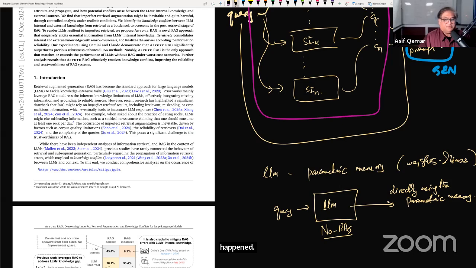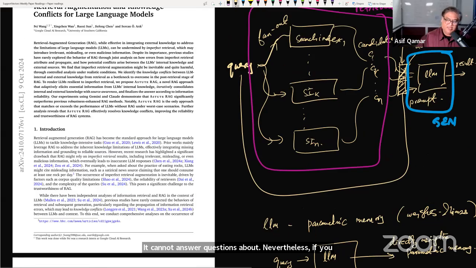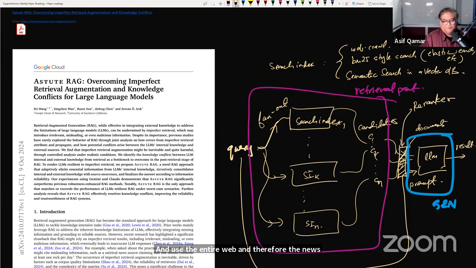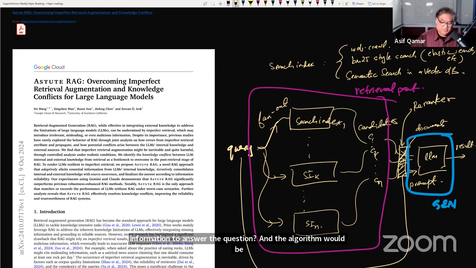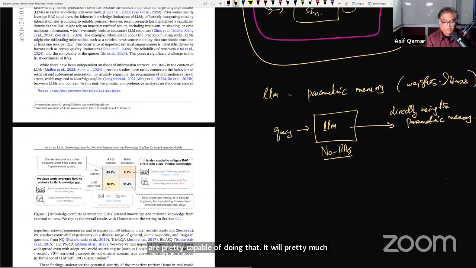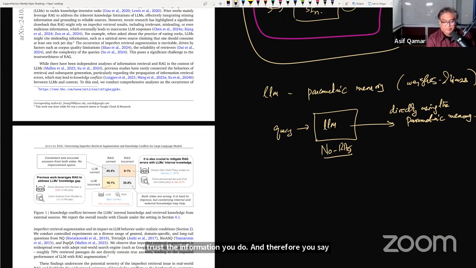Nevertheless, if you could search the web and use the entire web and therefore the news sources as one of the search indices, call it, then of course you can pass that information to the LLM and say, well, here is a query, here is the relevant information, could you use this information to answer the question? And the LLM would be pretty capable of doing that. It will pretty much trust the information you give, and therefore what the LLM doesn't know, you can augment. Augment from what? Retrieval from search results.